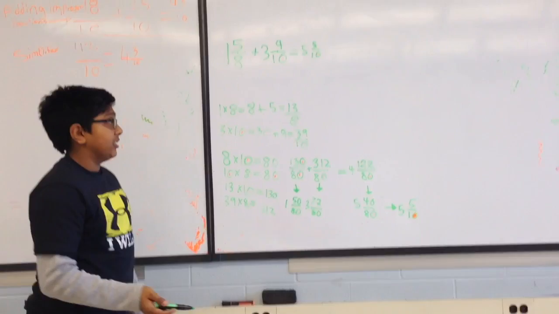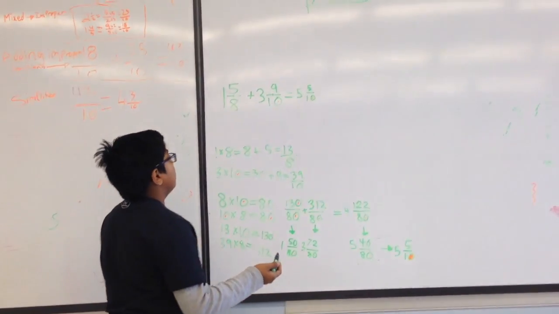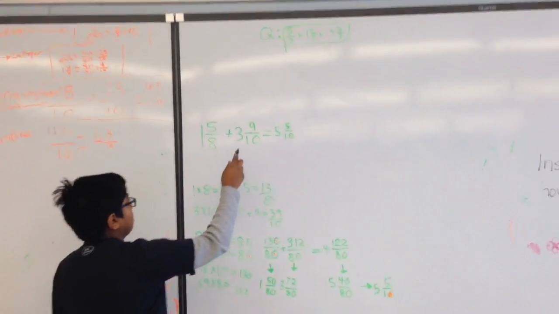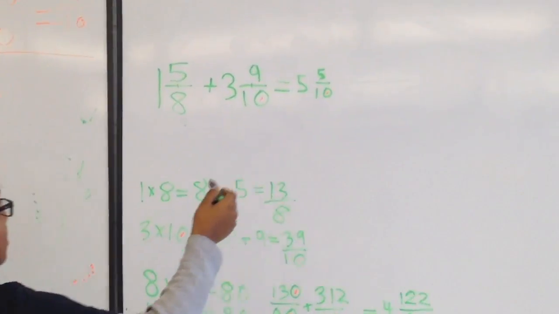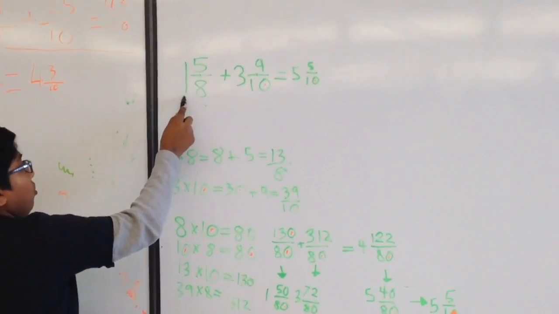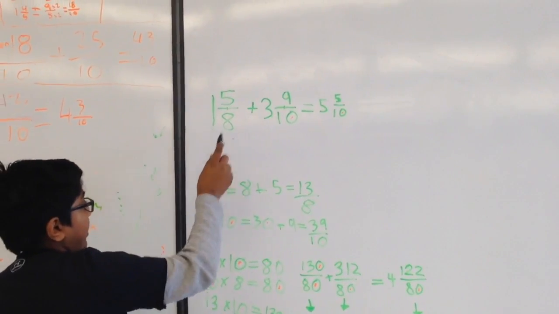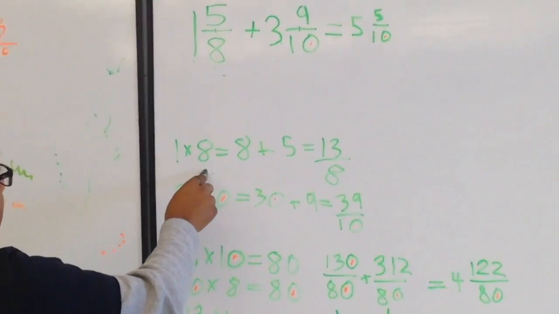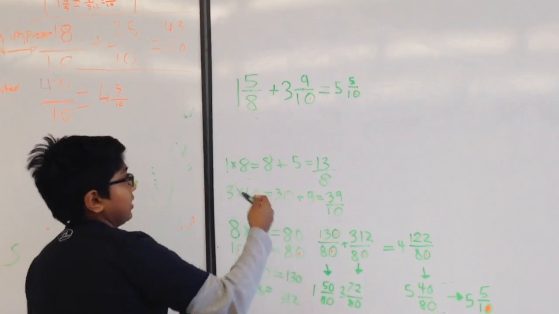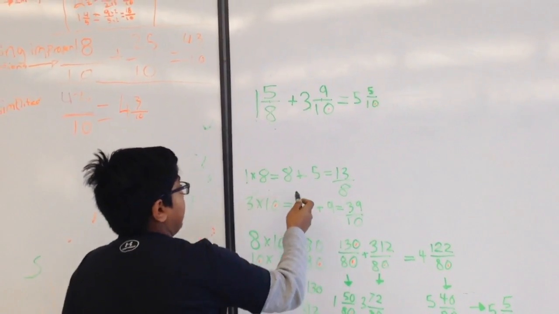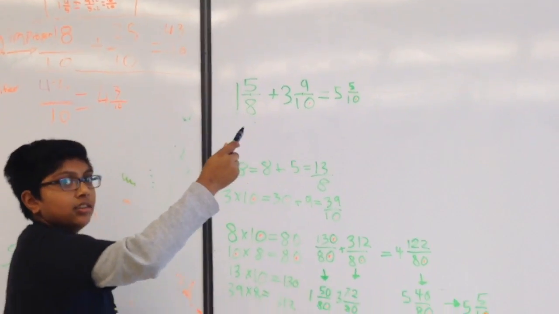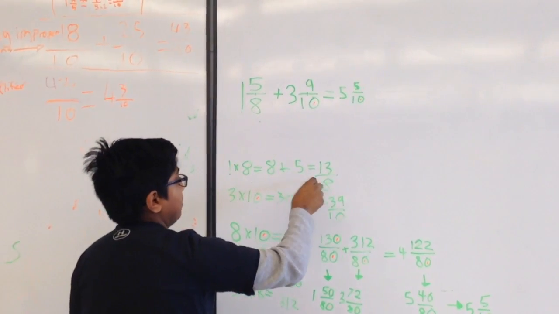Using improper fractions. So we have 1 whole and 5/8 plus 3 wholes and 9/10. So to add improper fractions, you want to multiply your whole number by your denominator, which we've done here. And then we're going to add whatever that equals. So that equals 8, because 1 times 8 equals 8. And we're going to add that plus your numerator, which is going to equal 13.